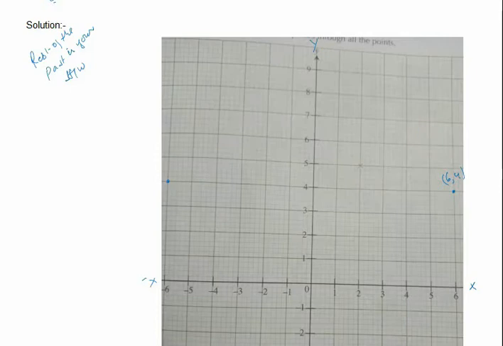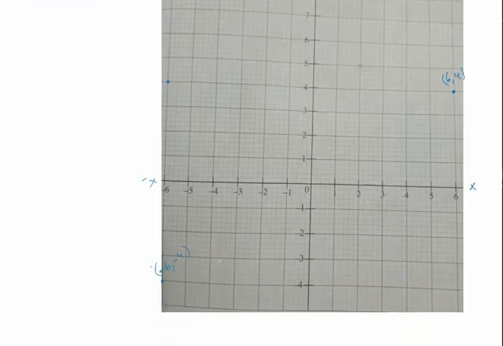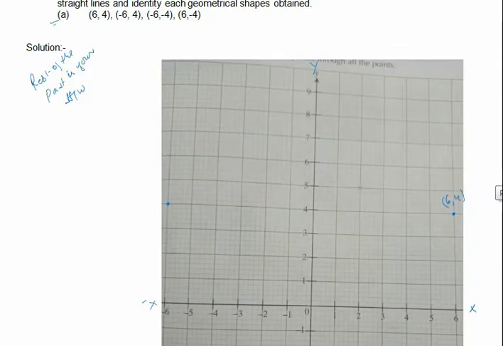Actually we have to write -6 and +4 first, and then -6 and -4, but the order is not important here. We have done this and this, and now we are doing this. -6 and +4 is this. Then 6 and -4: +6 and -4 is here, right below the value of 6.